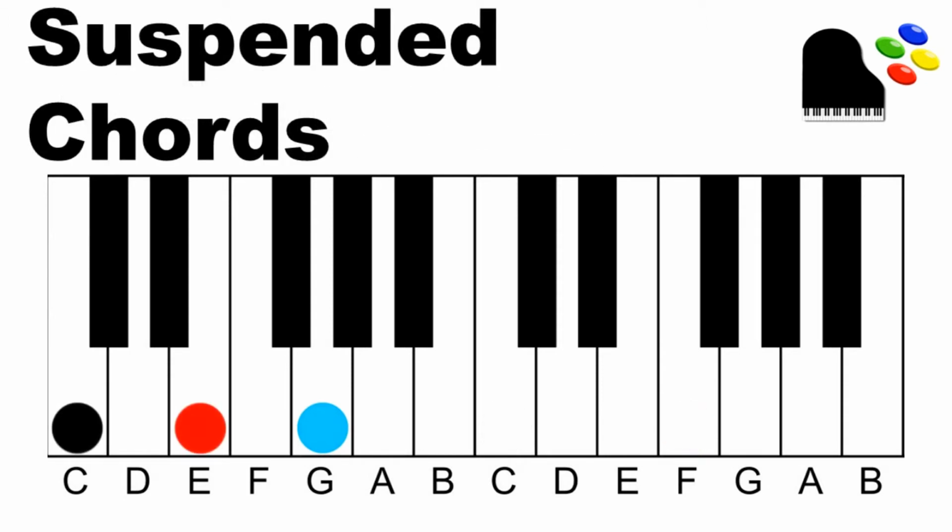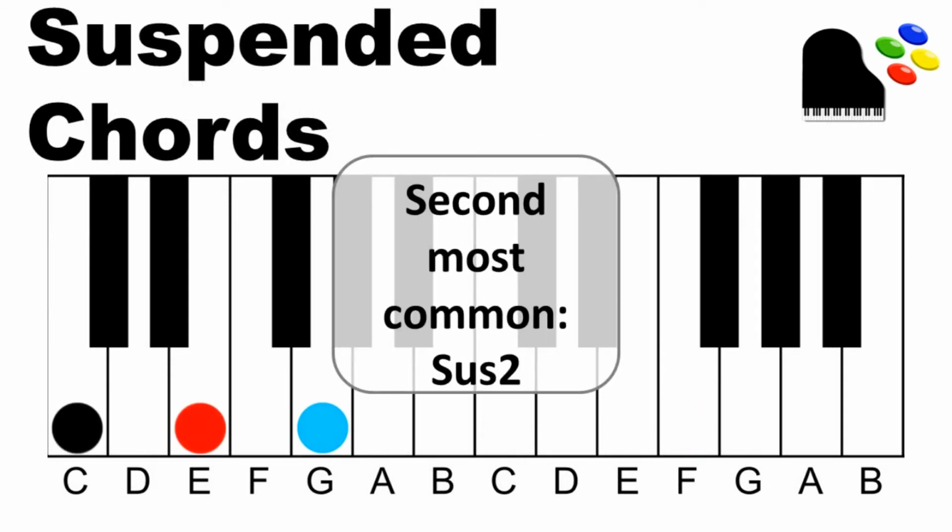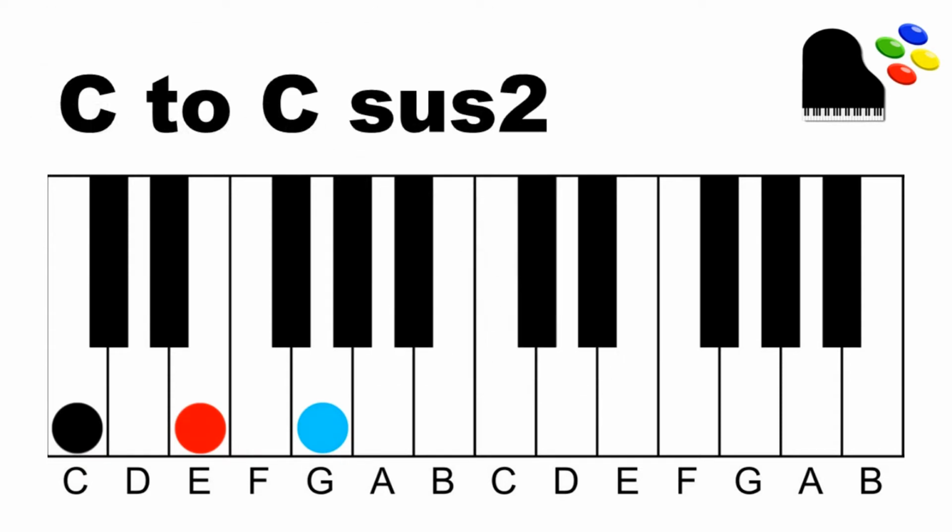Okay, so the second most common suspended chord is the sus2. Now this is where we're taking the third and suspending it. Instead of playing the fourth, we're playing the second. The second is a whole step down from the third, but it's also a whole step up from the root. So here we have a C major chord. We're going to play the note that's a whole step down from the third. And here we have C sus2.